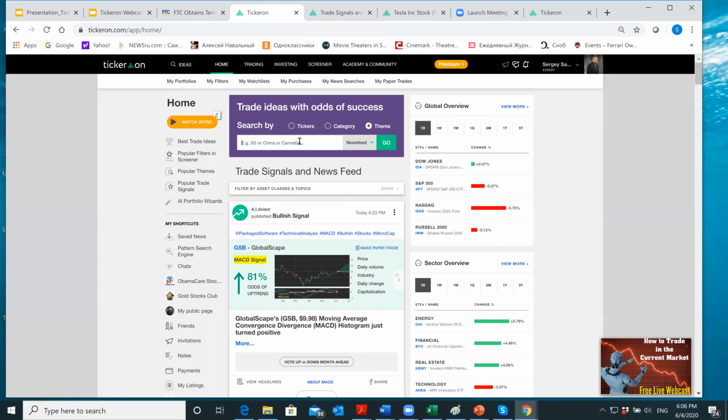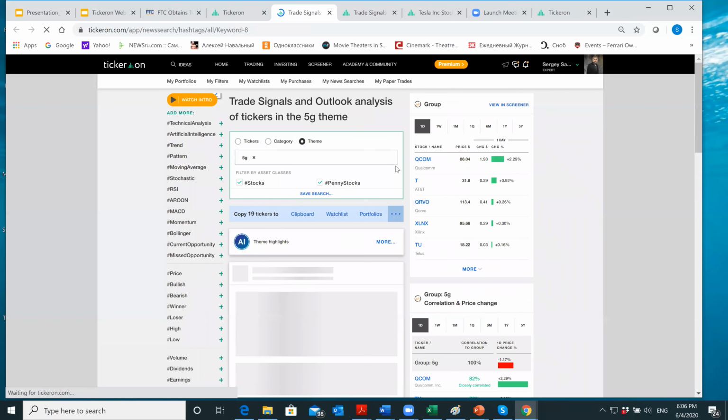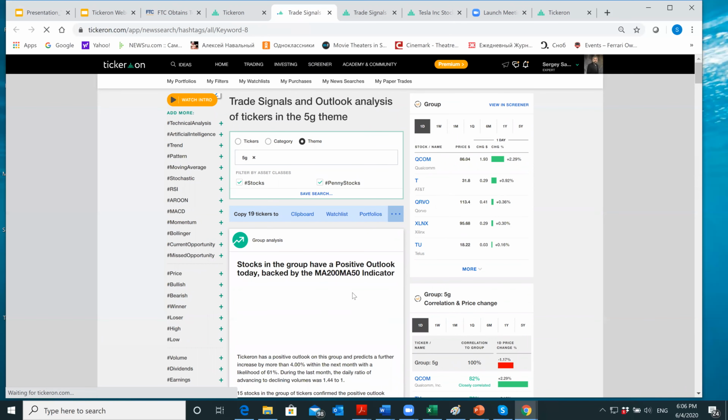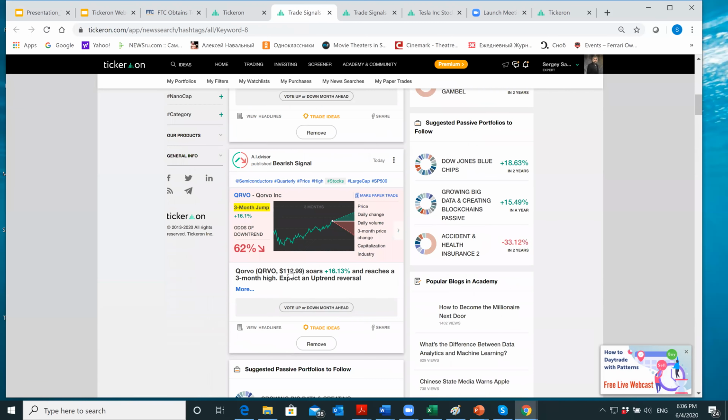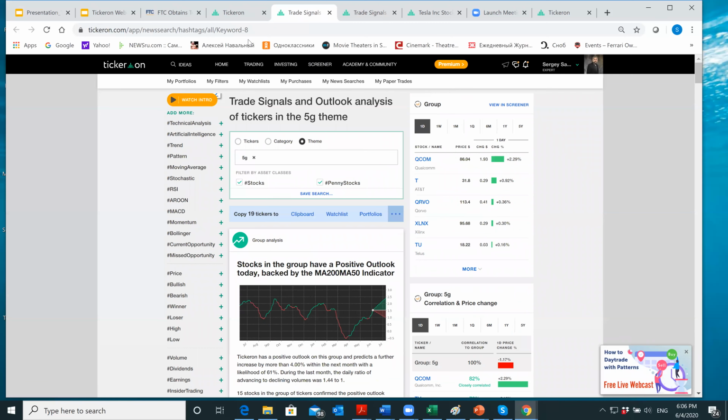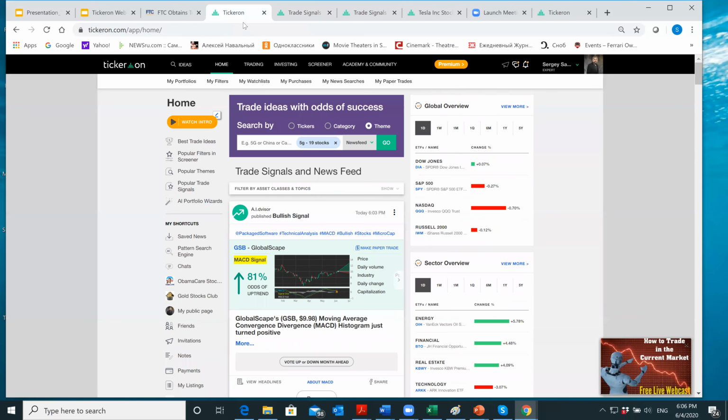Let's say 5G, it's not an industry. You type it here, you get 19 stocks, and you get the news feed about all companies related to 5G or China or Europe, wherever you want. You're going to be able to find analysis of this group as well as individual news, okay?